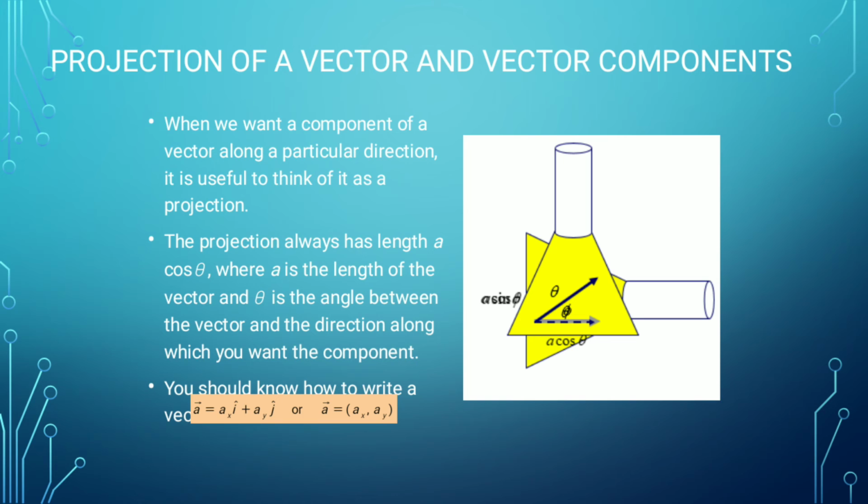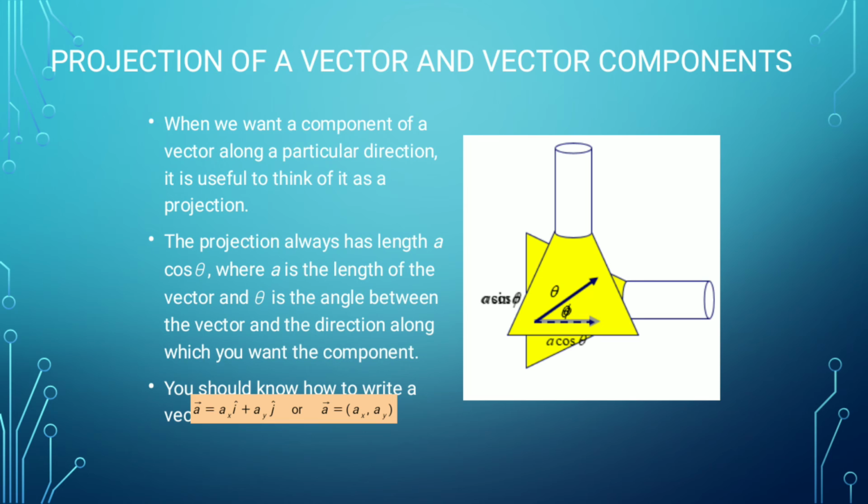Then projection of a vector and vector components. When we want a component of a vector along a particular direction, I just want to find the component, the exact value of a vector when it is moving along a particular direction. It is useful to think of it as a projection. So projection is nothing but the length, that is A cos theta.